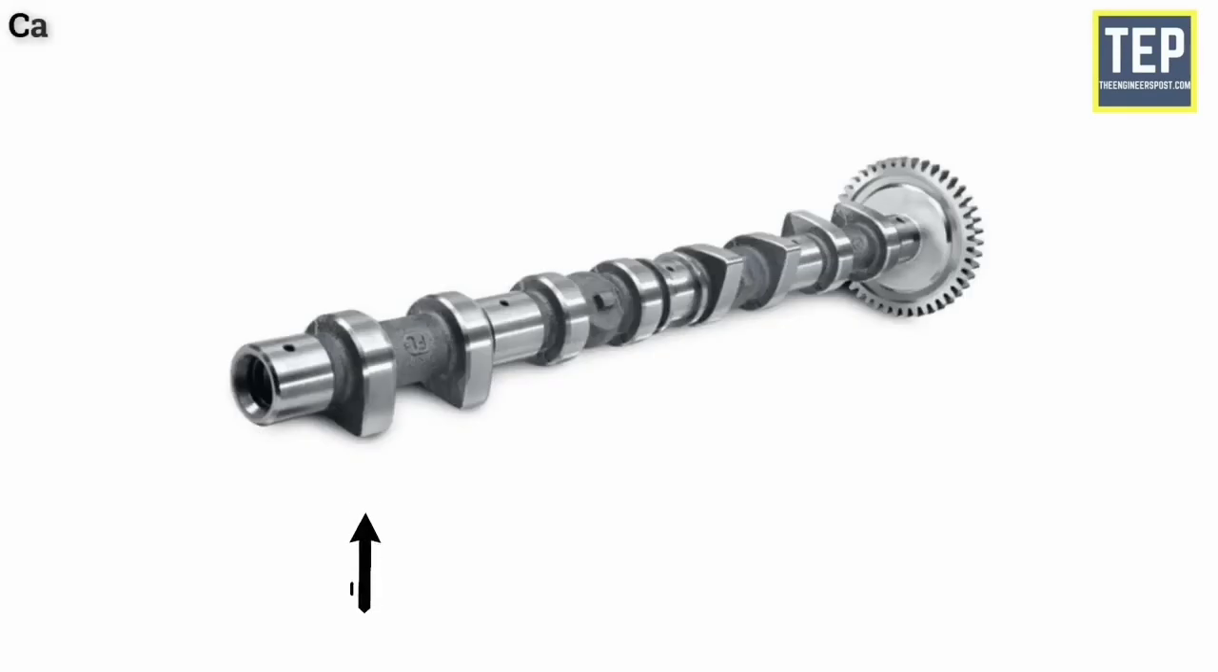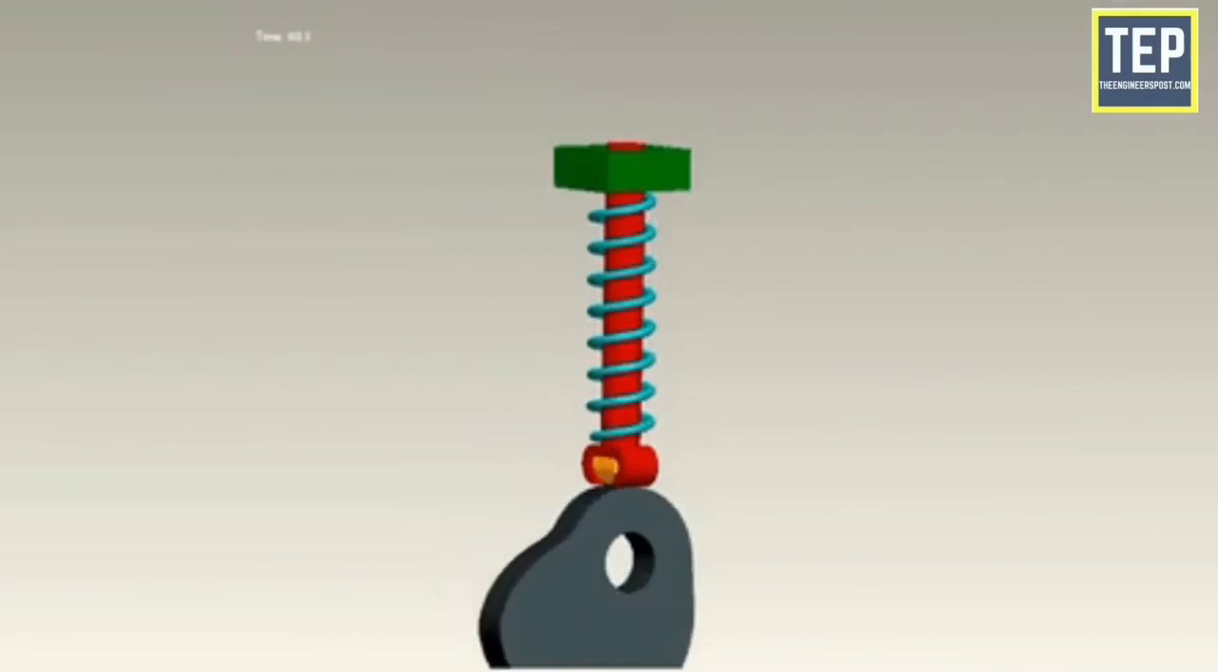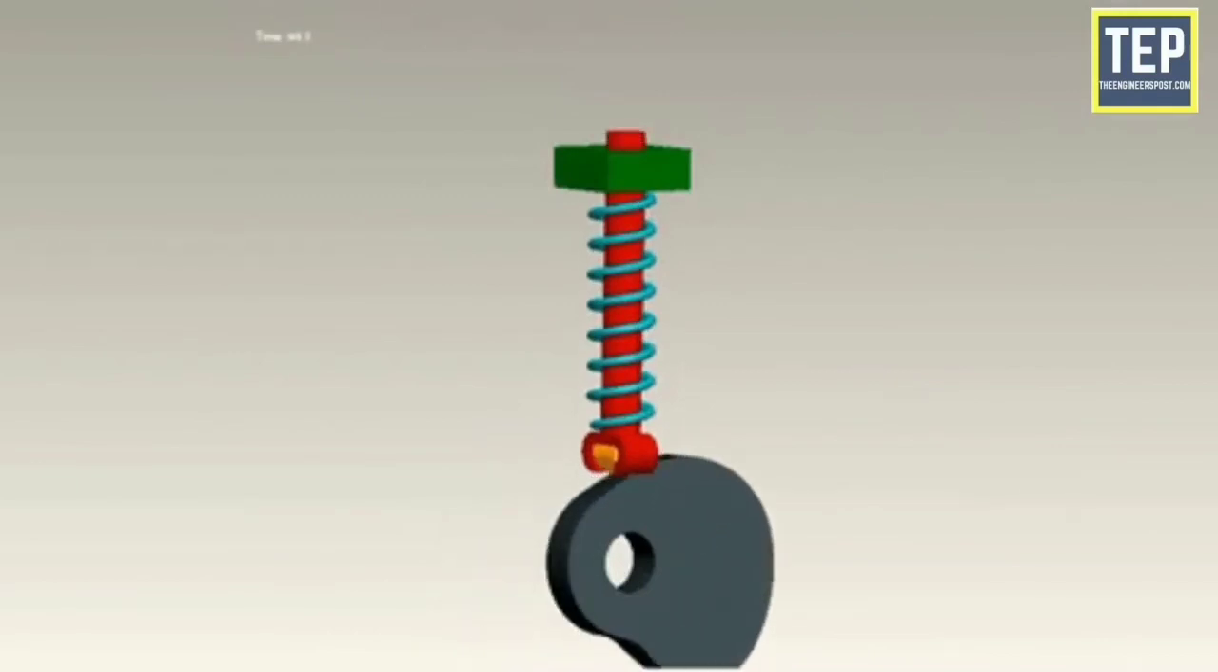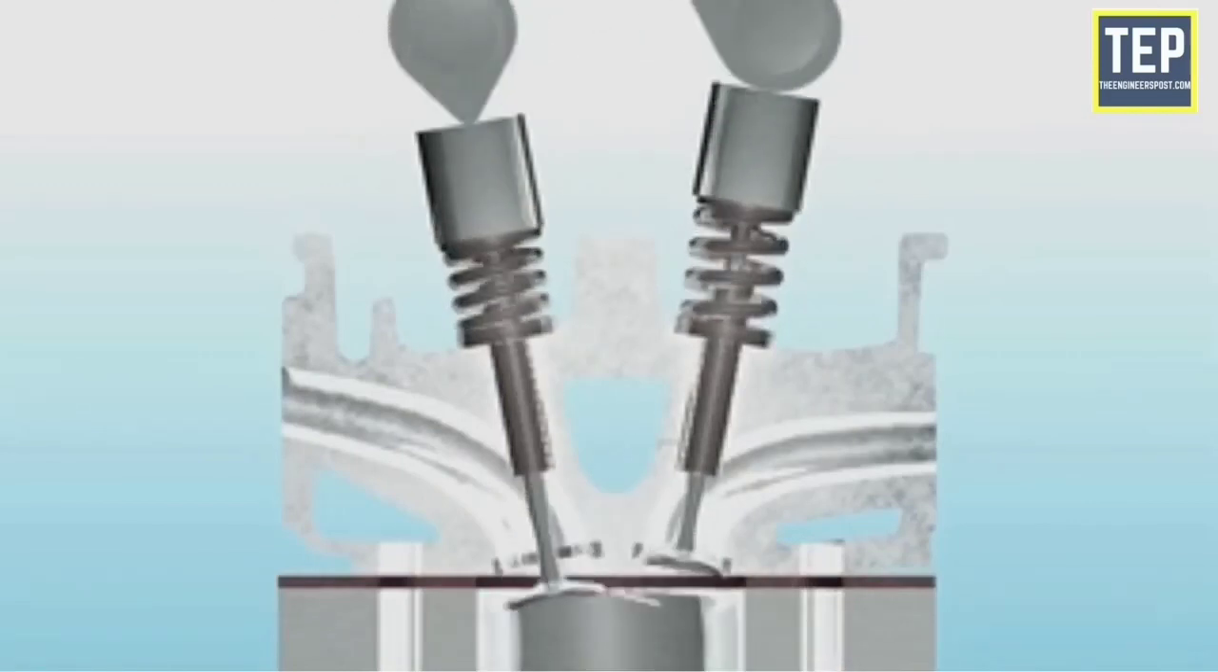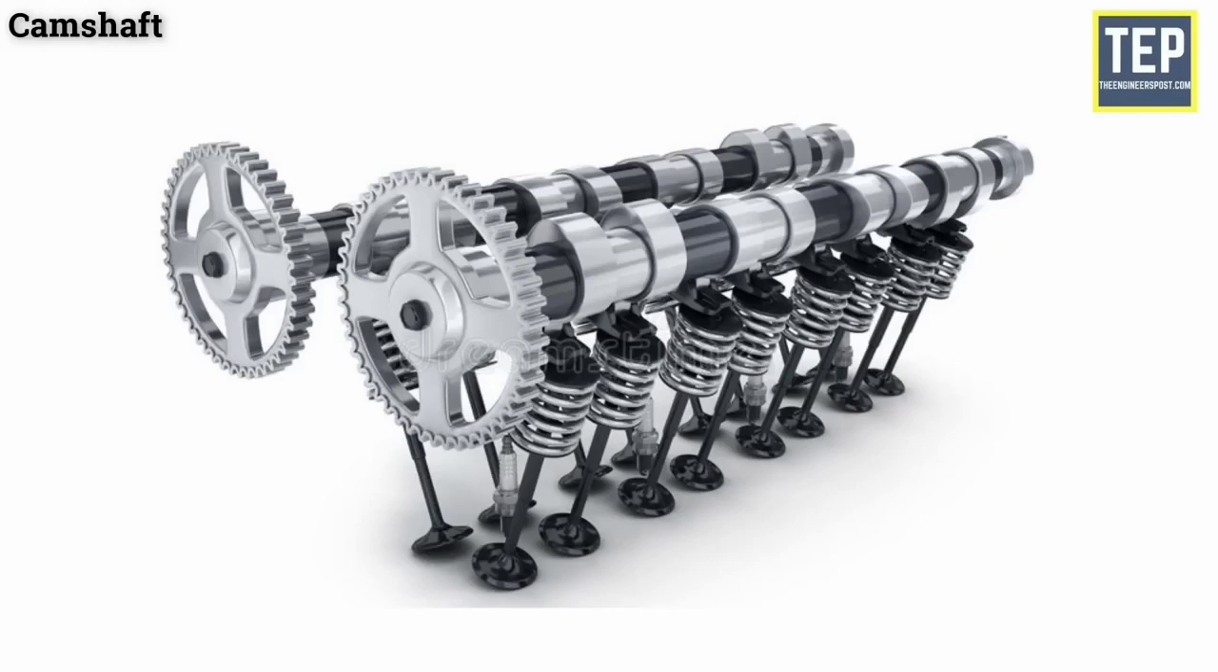Camshaft. A camshaft is a shaft on which cams are mounted. A cam is a device that changes the rotary motion of the camshaft into the linear motion of the follower. It is responsible for the opening of the valves. A camshaft has several cams along its length.